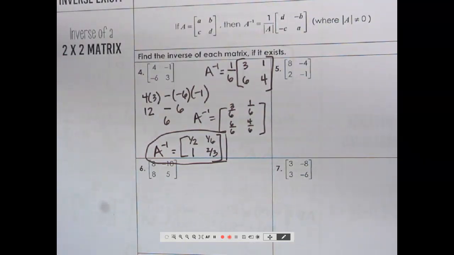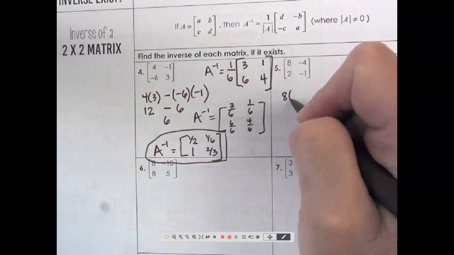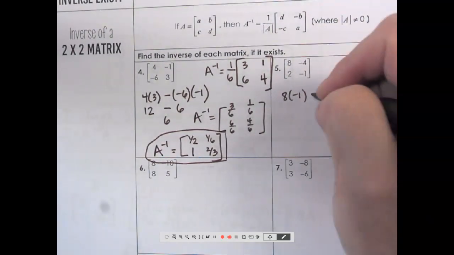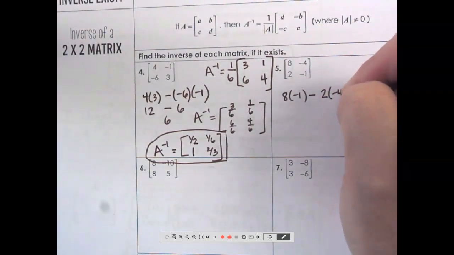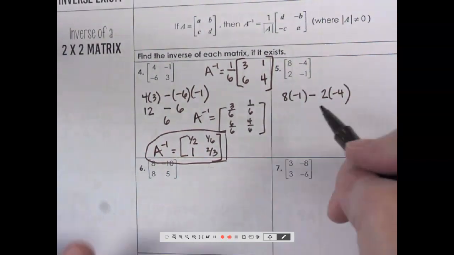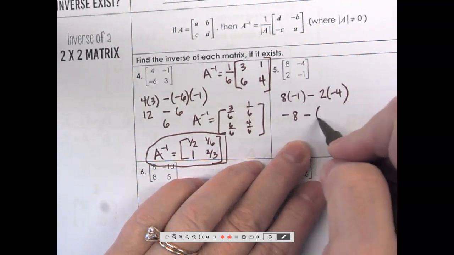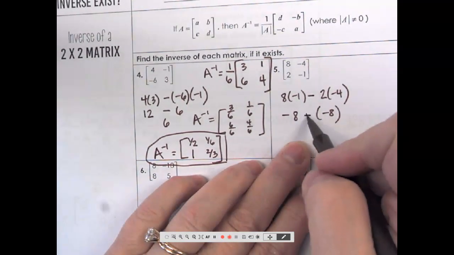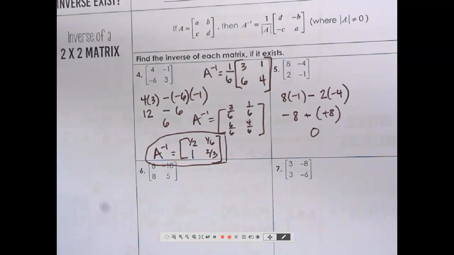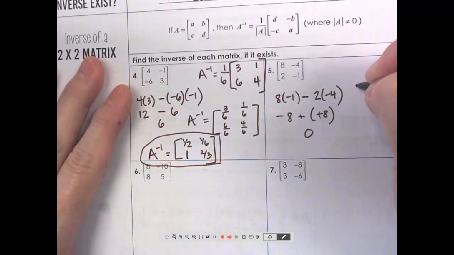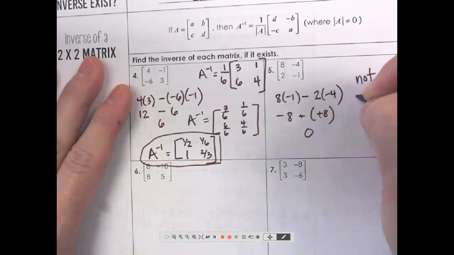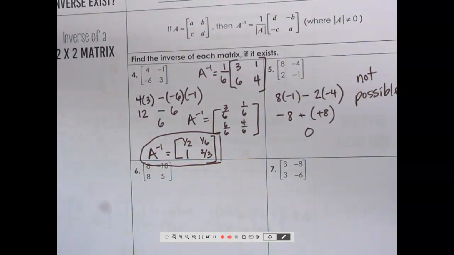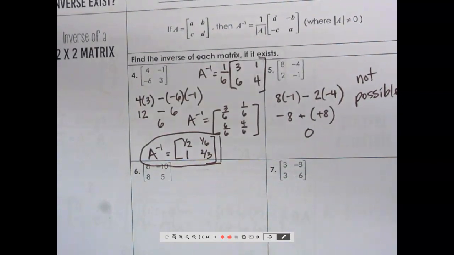Okay, let's jump to number 5. Okay, first step is to find the determinant. 8 times negative 1 subtract 2 times negative 4. Negative 8 minus negative 8 becomes plus positive, 0. When we get a 0, we can't put 1 over 0, so this does not have an inverse, so it is not possible to find the inverse. And we're done. Okay, number 6. Last one.